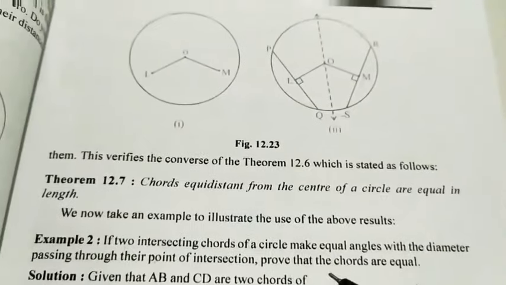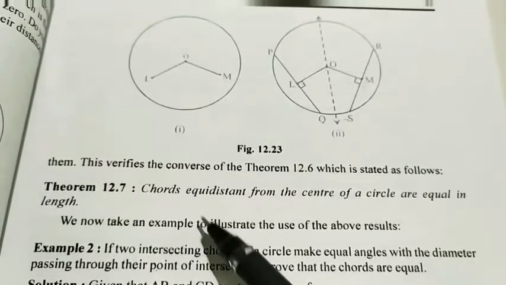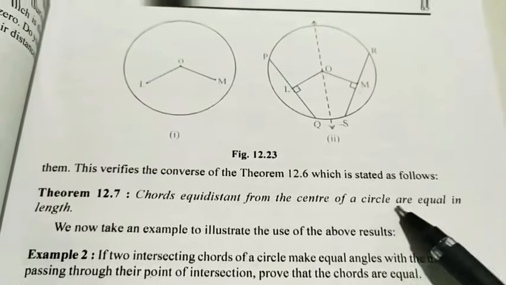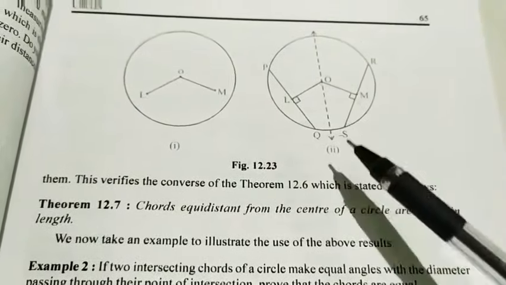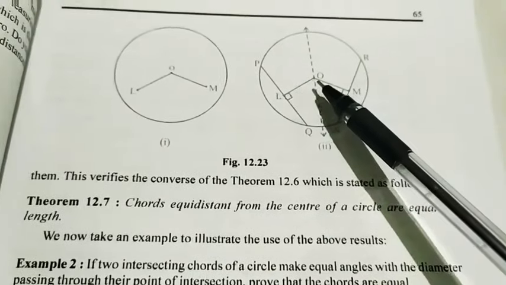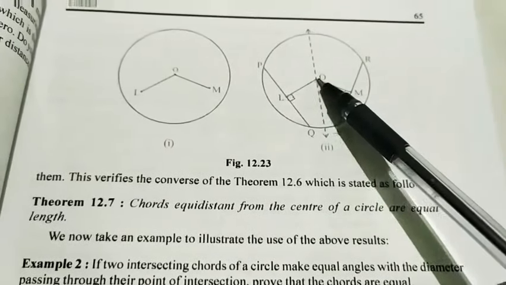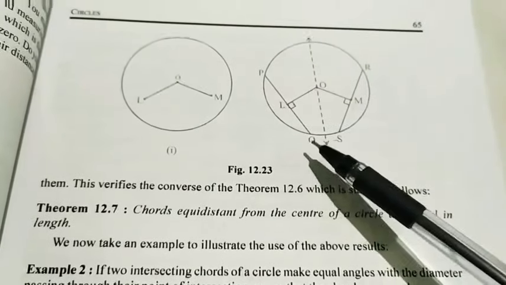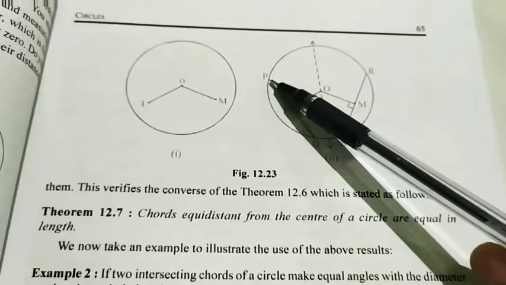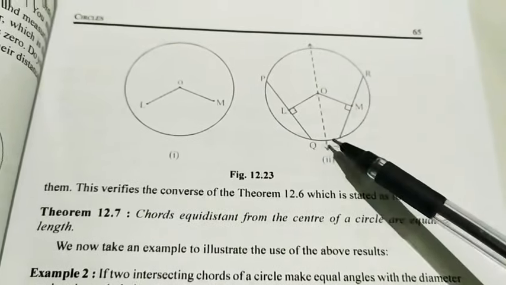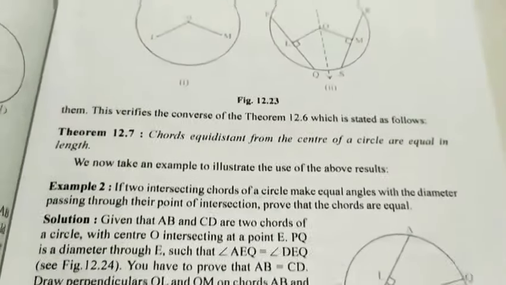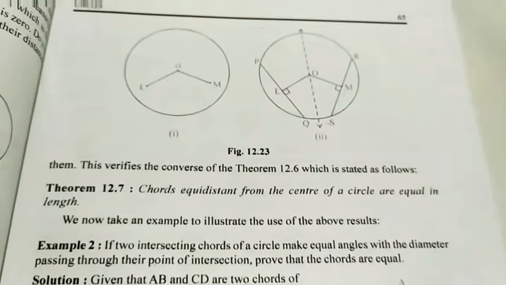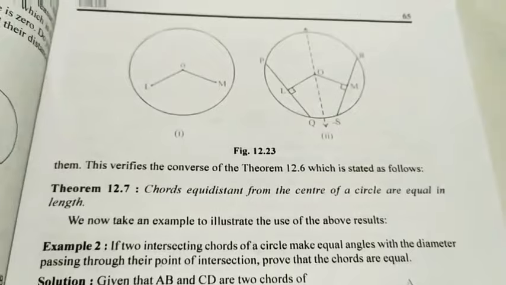Similarly, the next theorem gives the reverse of that: chords equidistant from the center of a circle are equal in length. If we take chords at equal distance from the center, then OL is equal to OM, so automatically the chords will be equal, that is PQ equal to SR. Understood? So using these two theorems, now we are going to solve the next exercise.